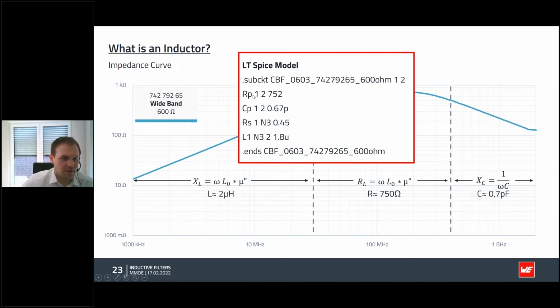So we have an R parallel of 752 ohms, which is pretty close to what we have here. We have a parallel capacitance of 0.67 picofarad, which is also pretty close. And then we have an inductance of 1.8 microhenry. There's about a 10% difference, but you have to know that SMD ferrites are manufactured with 10 to 20% of tolerance. So this is well within the tolerance band of manufacturing. This is a pretty good measurement, I think.